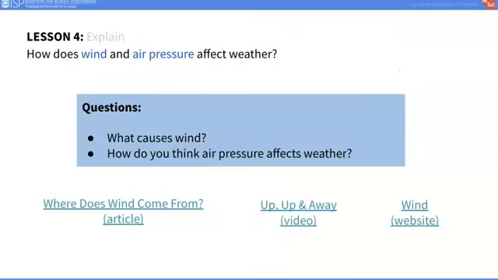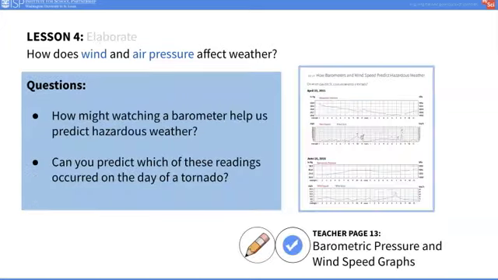In the Explain portion of this lesson, students obtain information from text and video resources to help explain what causes wind. Students should recognize that wind is caused by changes in air pressure. Air pressure is the amount of force molecules are exerting on one another, and differences in air pressure are driven by differences in temperature. In the Elaborate portion of this lesson, students will discuss how a barometer might help us predict hazardous weather.